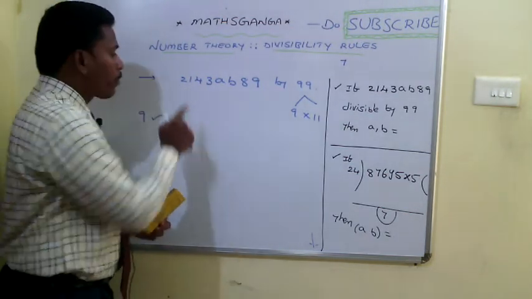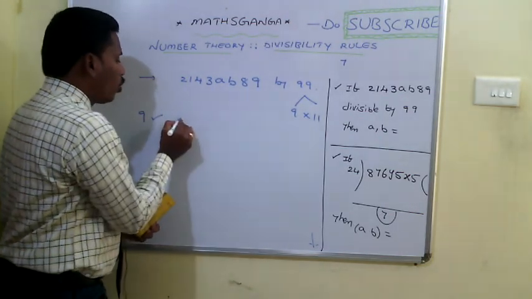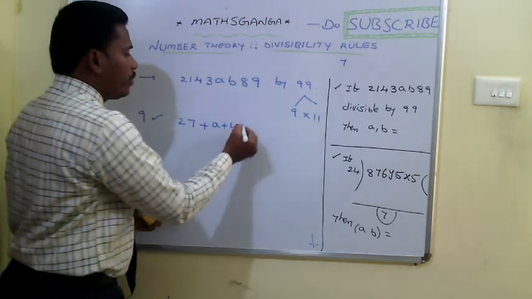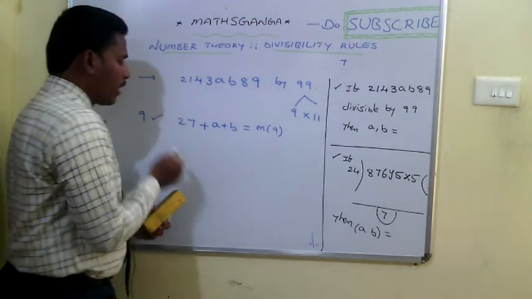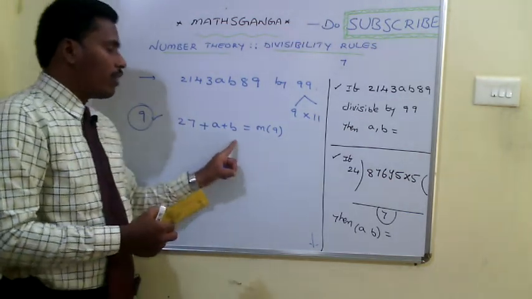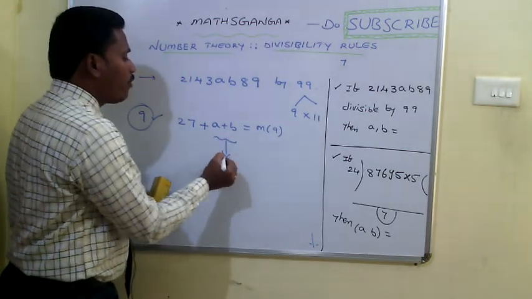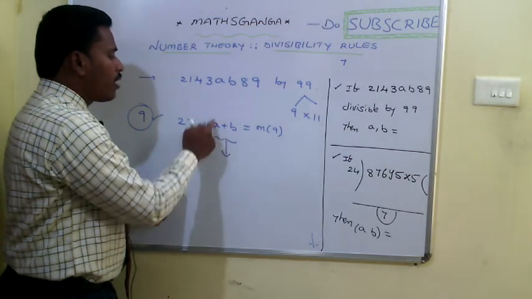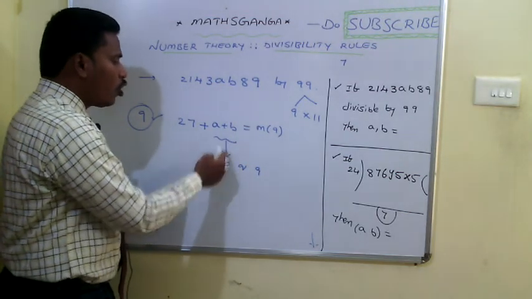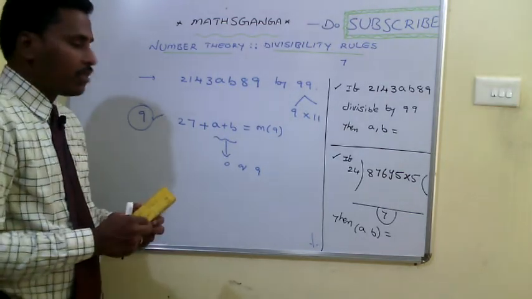2 plus 1 is 3, plus 4 is 7, plus 3 is 10, plus 8 is 18, plus 9 is 27. 27 plus, we don't know the digits A, B. So 27 plus A plus B is a multiple of 9. Since we are checking the divisibility rule of 9, the sum of the digits must be divisible by 9. So what is the value of A plus B? Since it is 27, surely A plus B must be either 0 or 9. If A plus B is either 0 or 9, then the summation is divisible by 9. So the chances for A plus B are 0 or 9.